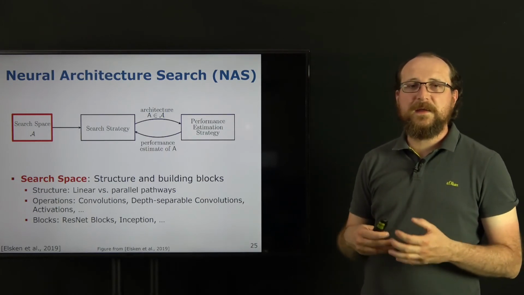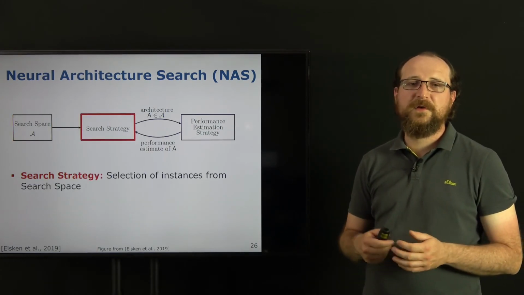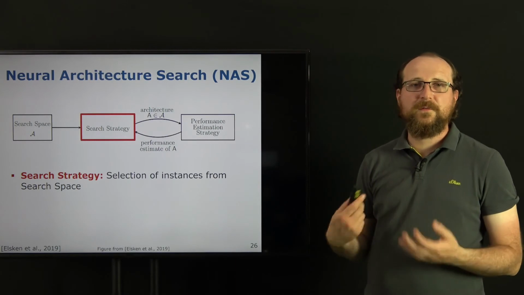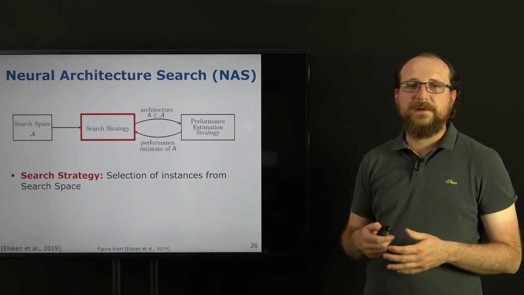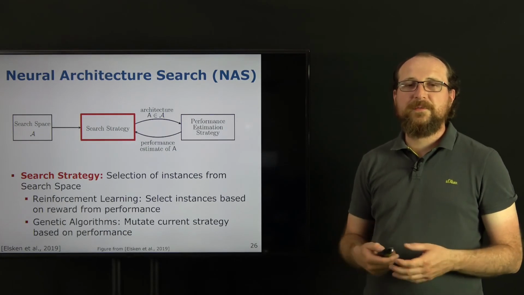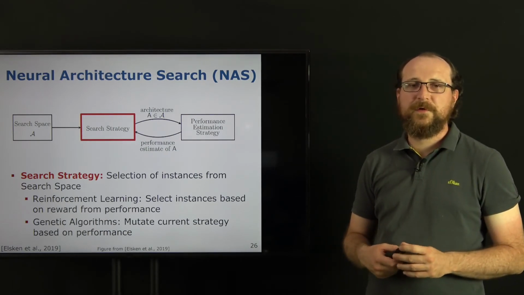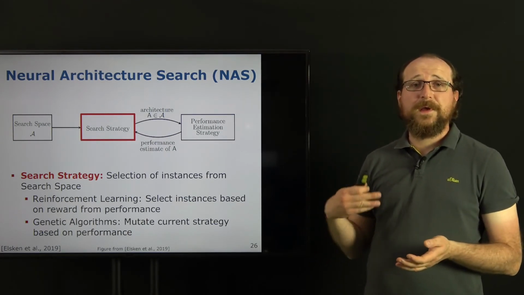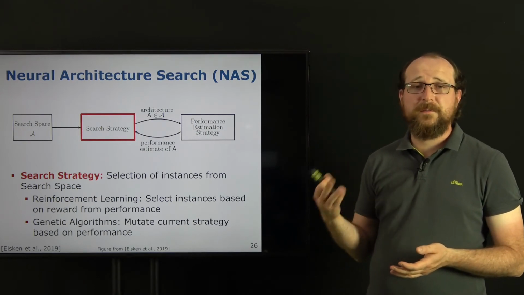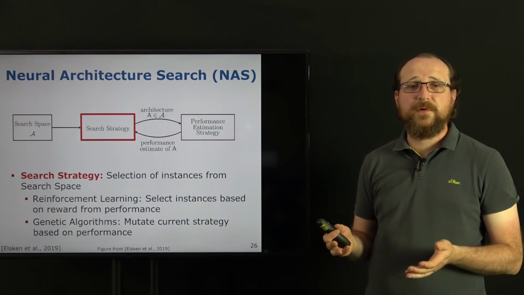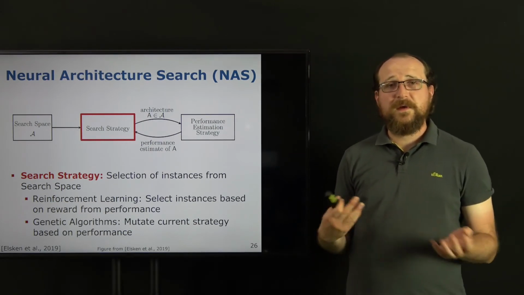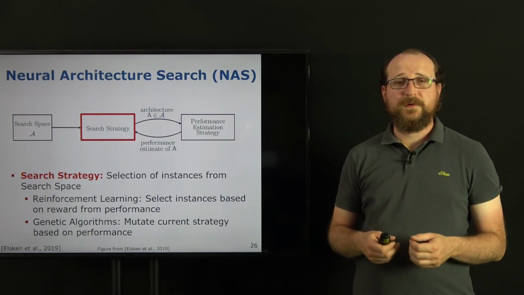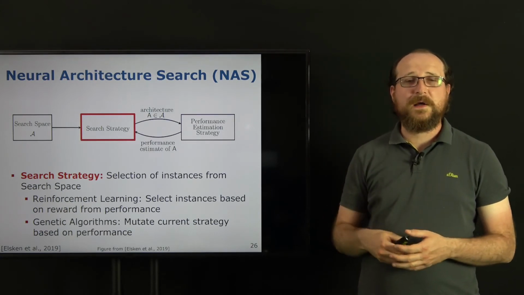And then the task of the search strategy is to come up with instances from this search space, so specific structures that we want to then evaluate or build. For this, there are 2 prominent approaches. One approach is so-called reinforcement learning, where we have a reward function based on the performance of the network, which then leads to combining this in a more efficient way. One other prominent approach is so-called genetic algorithms, where we have a structure, and then by mutation and recombination, we can build new structures out of this. And this is basically producing new architectures in the end.